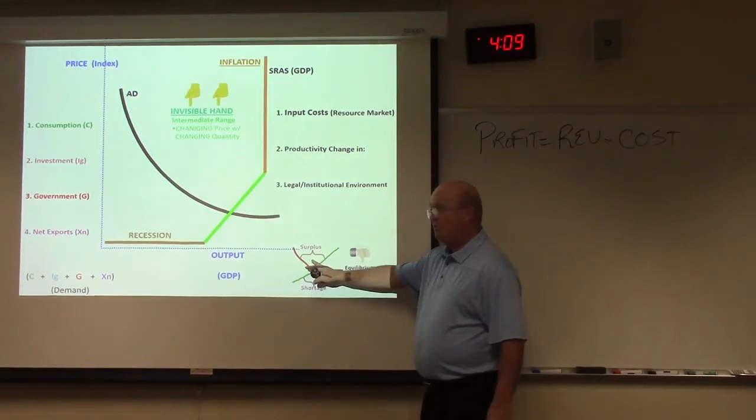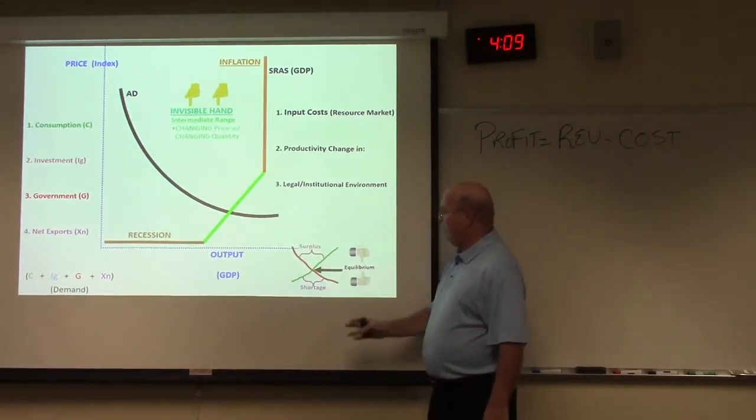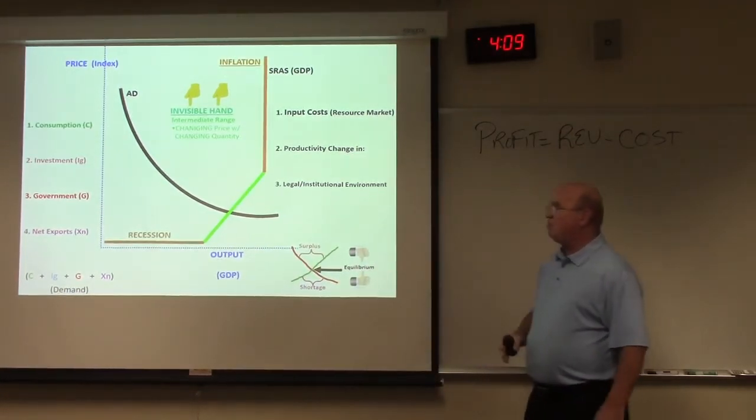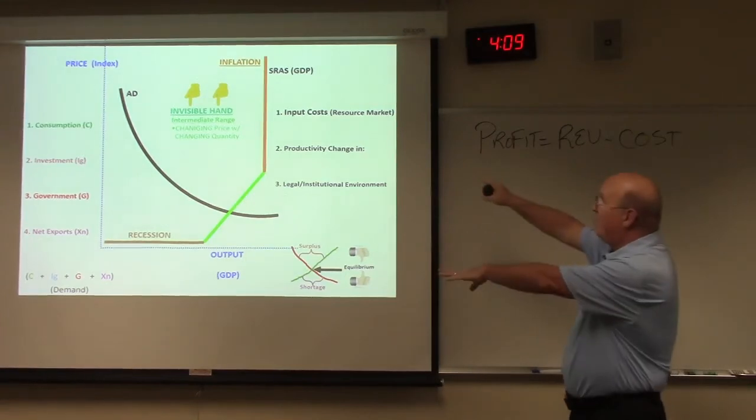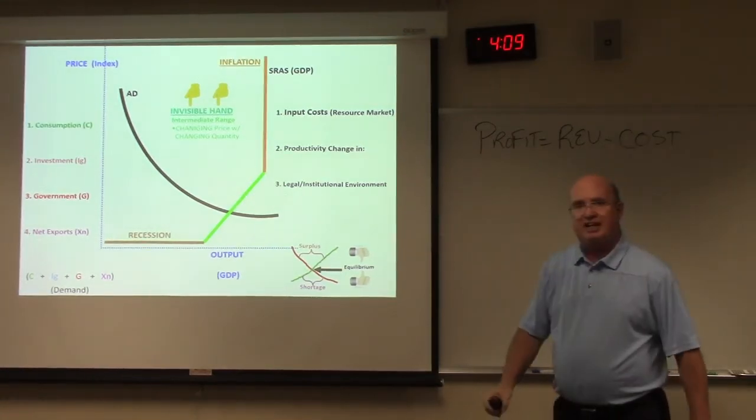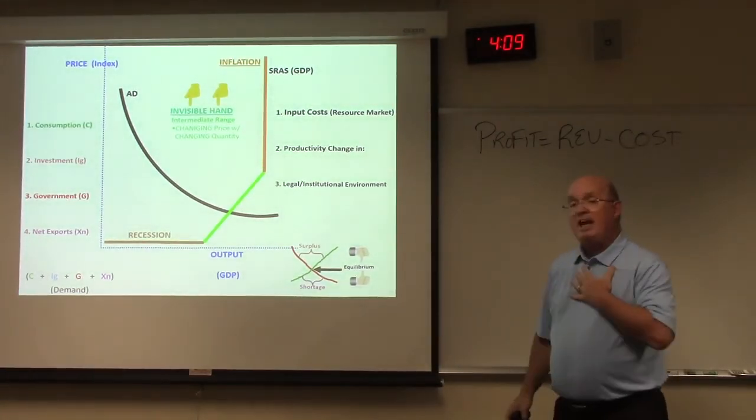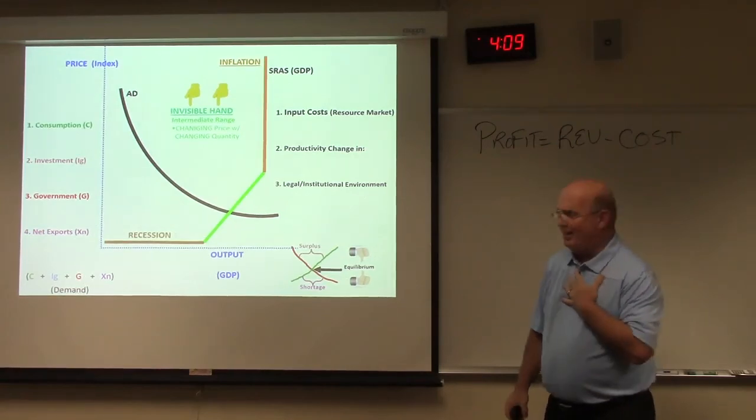If we have a surplus, we get rid of it. If we have a shortage, we get rid of it. The invisible hand is working there. It is not working in inflation and recession. And we are our own worst enemy.